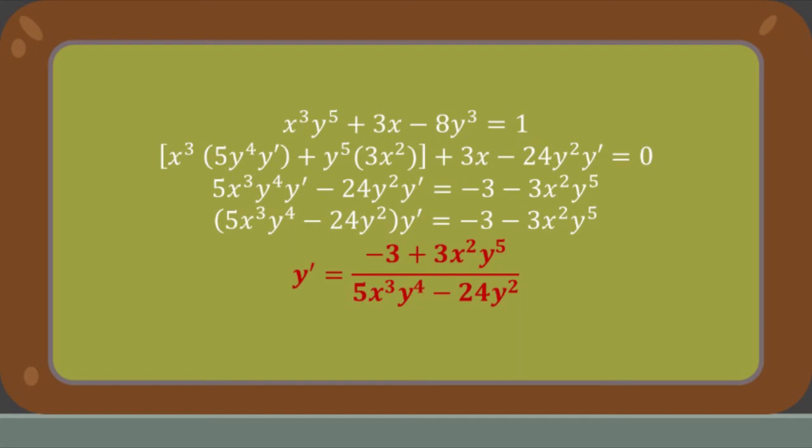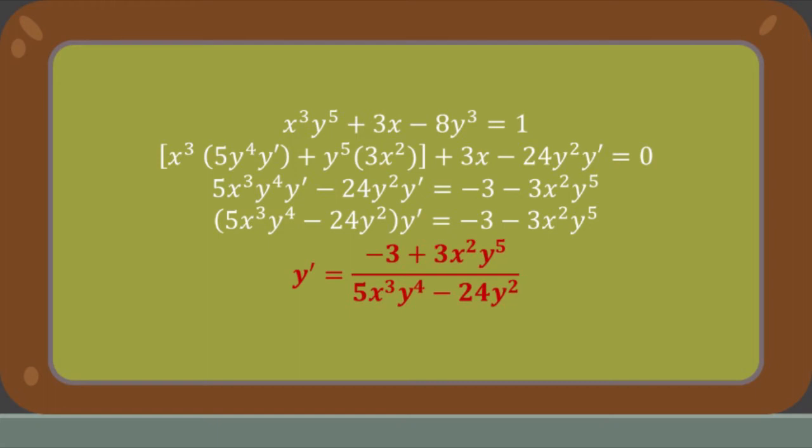Next, 5x cubed y to the fourth y prime minus 24y squared y prime is equal to negative 3 minus 3x squared y to the fifth. And we need to group all the y prime terms and put them on the left side of the equation. Now we have 5x cubed y to the fourth minus 24y squared, times y prime, is equal to negative 3 minus 3x squared y to the fifth.